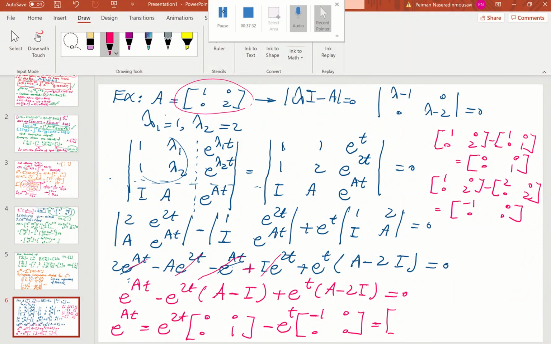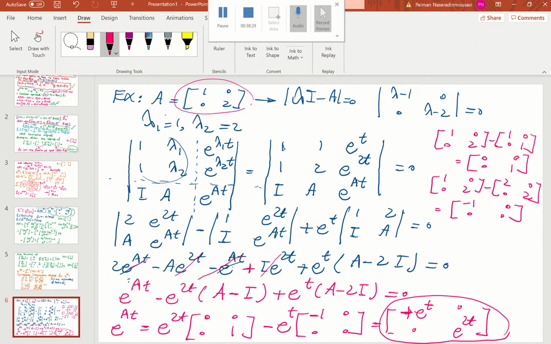Let me double check everything. What you get is minus, sorry, plus e^t, because this is minus 1, so it is plus e^t, and 0, and 0, and e^(2t). Here we go. Understand? So you calculate that.